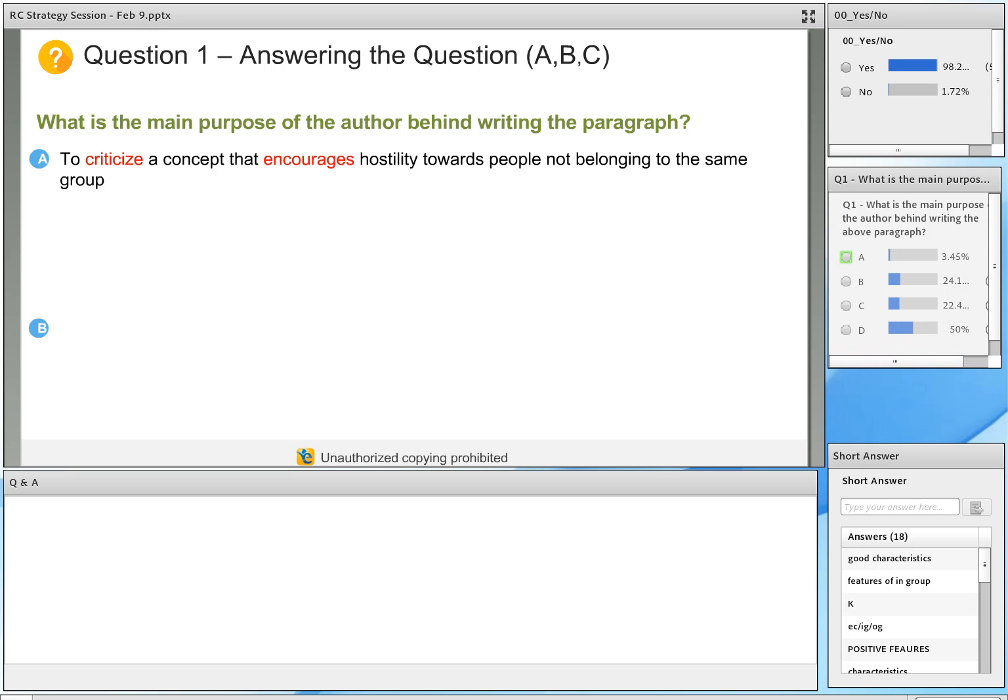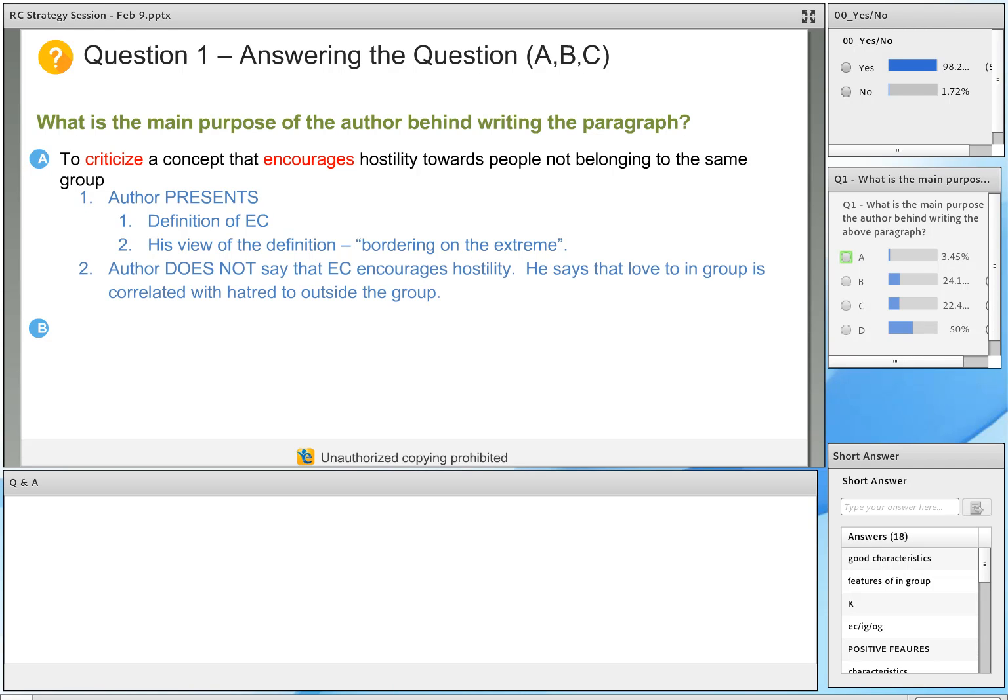Okay, so choice A, to criticize a concept. There is no criticism at all. So this choice is absolutely wrong. Let's look at choice B.